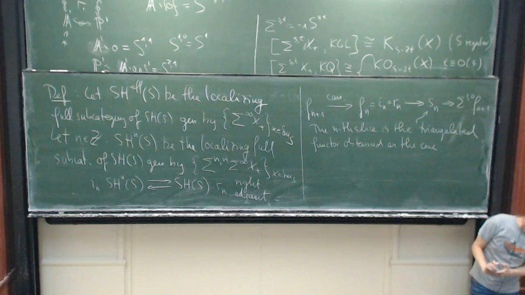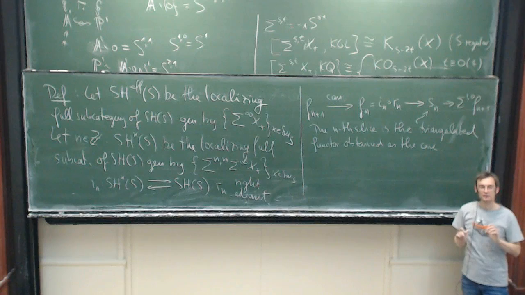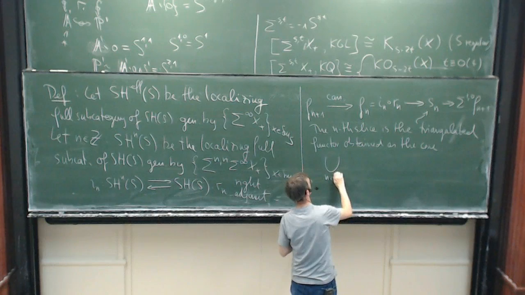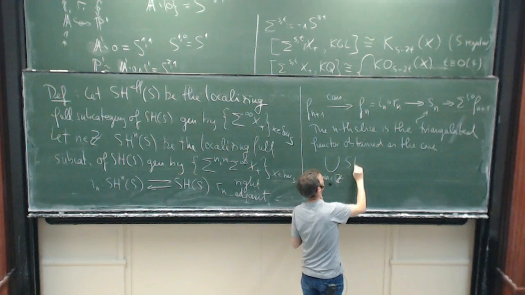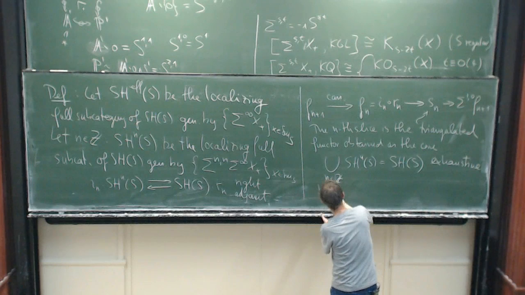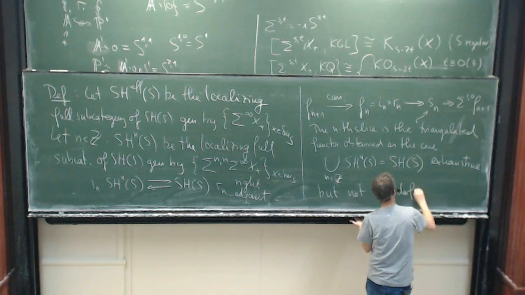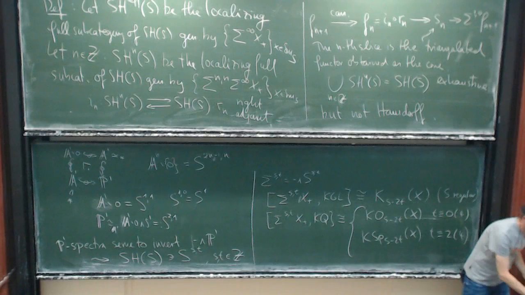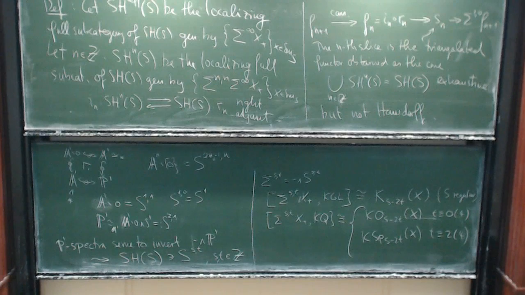I should say one thing, since this takes place at the Hausdorff Research Institute. You get a filtration on the stable homotopy category, which is exhaustive. You know what's coming already, yeah? Okay. So it's exhaustive, but not Hausdorff. And an example will come up of a P1 spectrum which is in SH^{eff}(n) for every n, but which is not contractible.